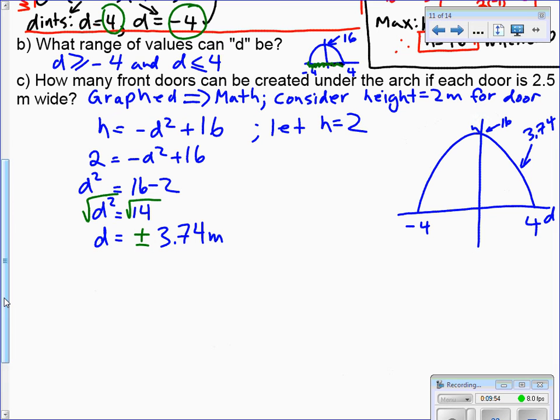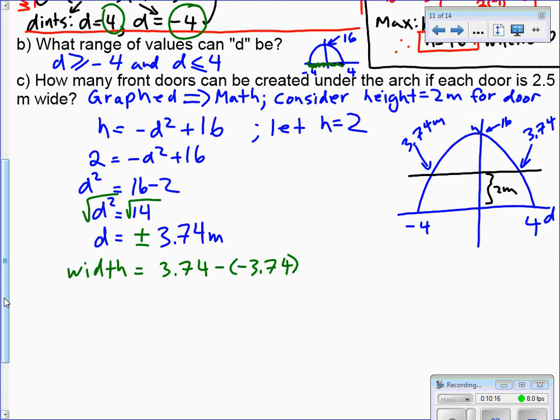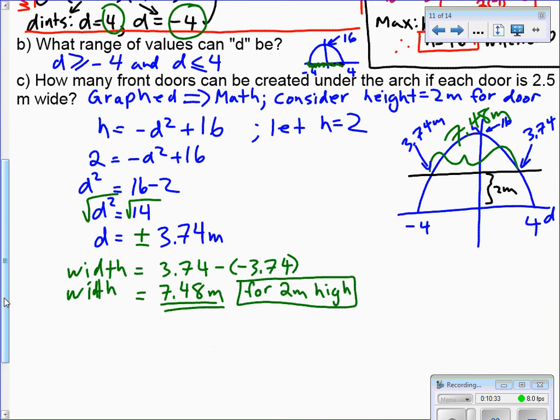Now, based on that, you end up with these 2 points, and the height on our graph is about 2 meters. So now we're going to use that same distance calculation that we did before. We're going to find the width on our parabola that allows for a 2-meter tall door. So in this case, the width is going to be 3.74 minus negative 3.74, which gives us approximately 7.48 meters, all right, for a 2-meter high door.